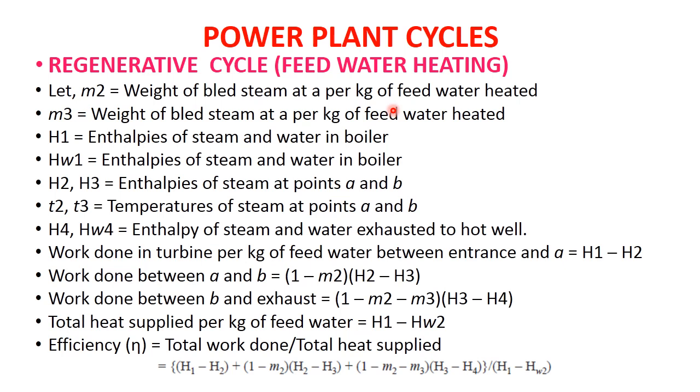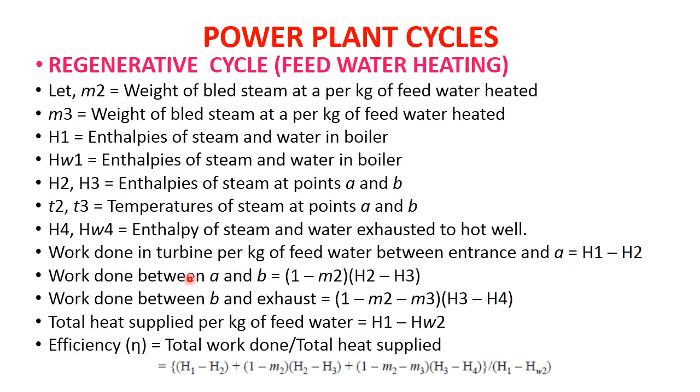The regenerative cycle, that is feed water heating, has certain notations. M2 is the weight of bled steam per kg of feed water heated. M3 is the weight of bled steam, again per kg of feed water heated. H1 and HW1 are the enthalpies of steam and water in the boiler. H2 and H3 are the enthalpies of steam at points A and B. T2 and T3 are the temperatures of steam at points A and B. H4 and HW4 are the enthalpies of steam and water exhausted to the hot well.